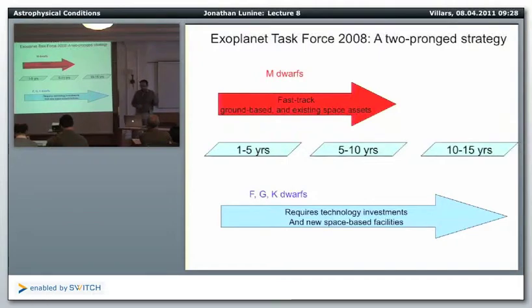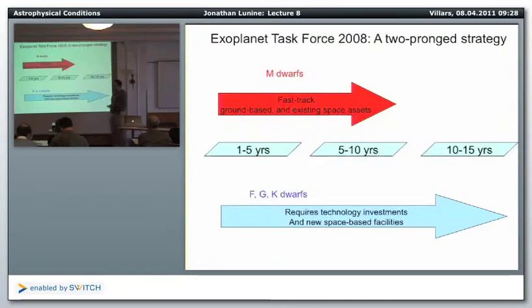What we came up with, in short, was first of all quite logical, and second of all basically ignored, but I'm going to tell you about it anyway. We adopted the approach that for M dwarfs versus FG and K dwarfs, the situation is sufficiently different in terms of detectability that one really wanted to have 2 different tracks, 2 different kinds of strategies.